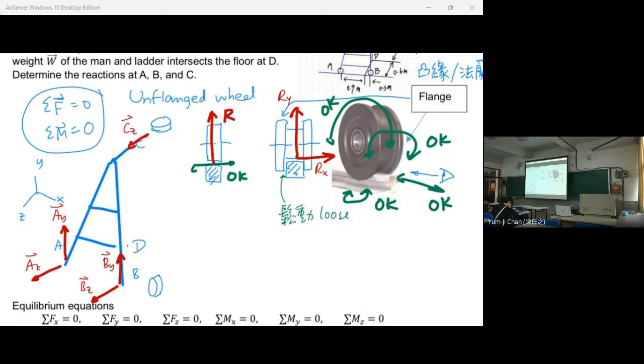Any forces to add in this figure? We have 1, 2, 3, 4, 5 forces, and anything else? Have we marked all the forces there?